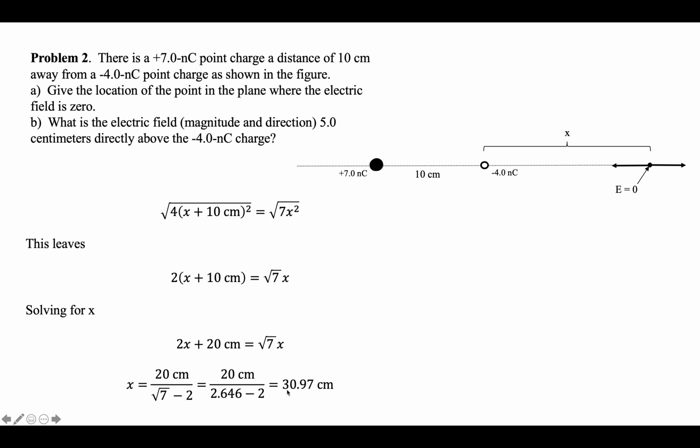And I get the distance is 30.97 centimeters. So the field is 0, 30.97 centimeters away from the minus 4 nanocoulomb charge. 30.97 centimeters to the right of the minus 4 nanocoulomb charge. Let's check. Let's make sure we're right. Let's get the fields.